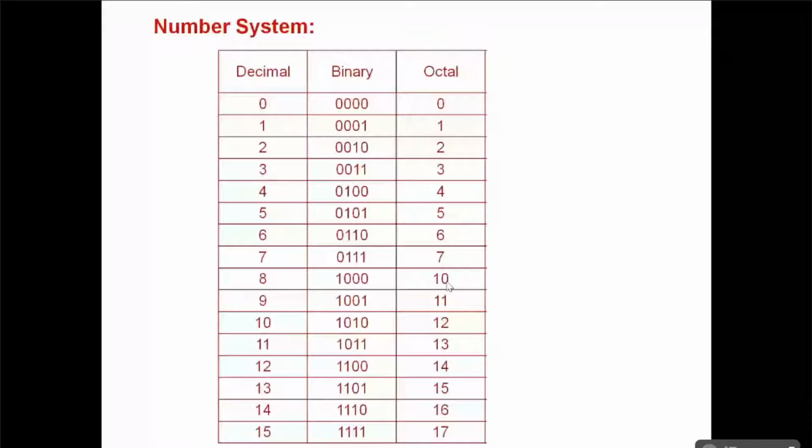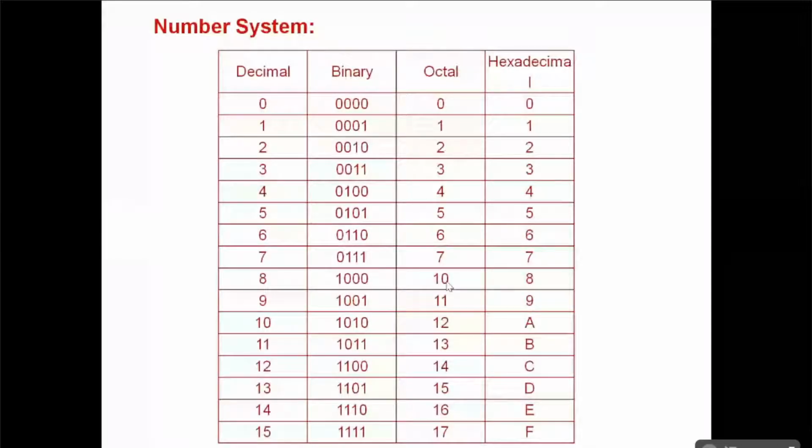Then the next one is hexadecimal. Its base or radix is 16, from 0 to F. 0 to 9 is the same as the decimal number system. Then to represent 10, we use A. For 11, we use B. For 12, we use C. For 13, we use D. For 14, we use E. And for 15, we use F. So these are all the 4 number systems in digital electronics.